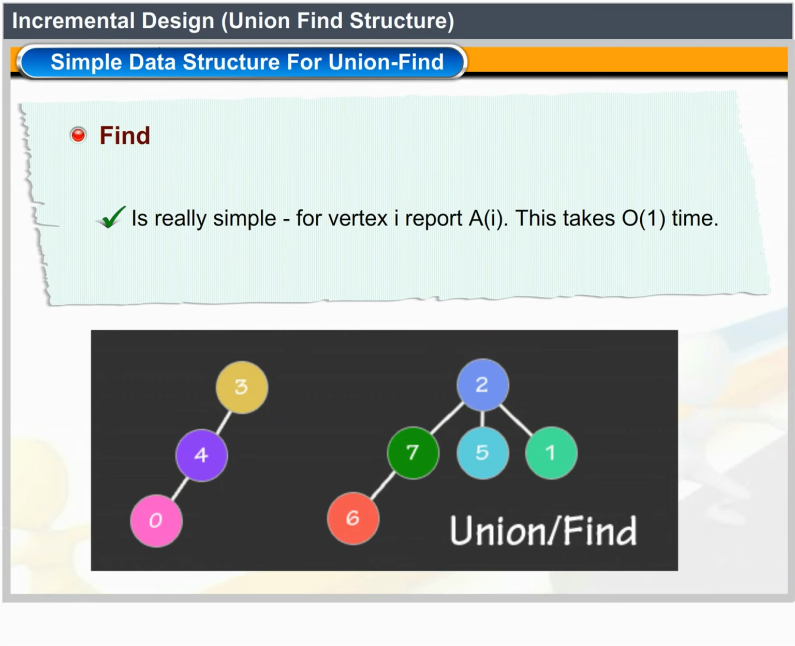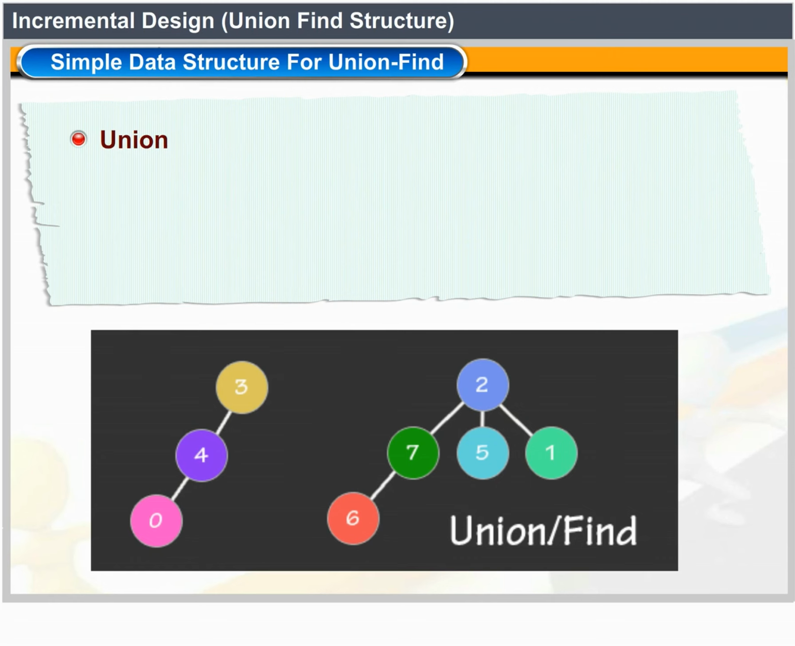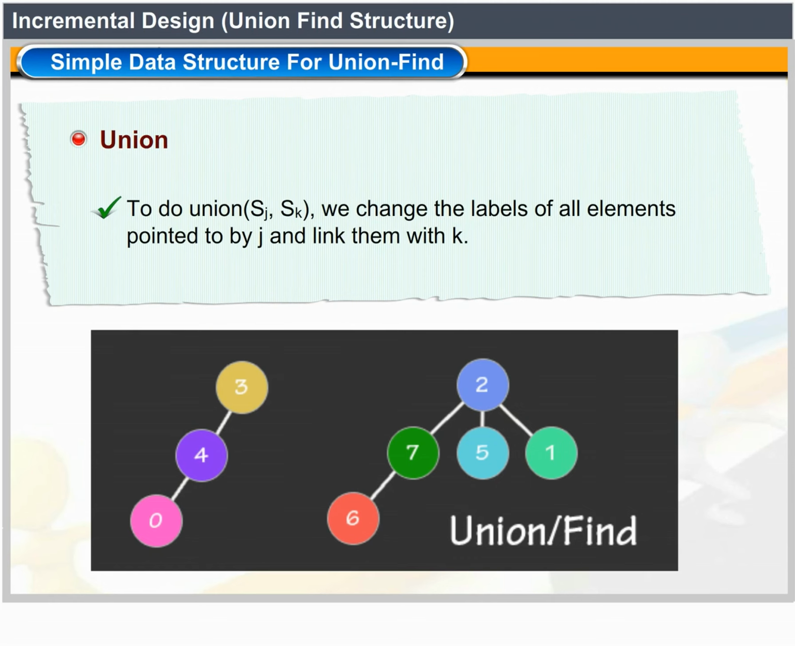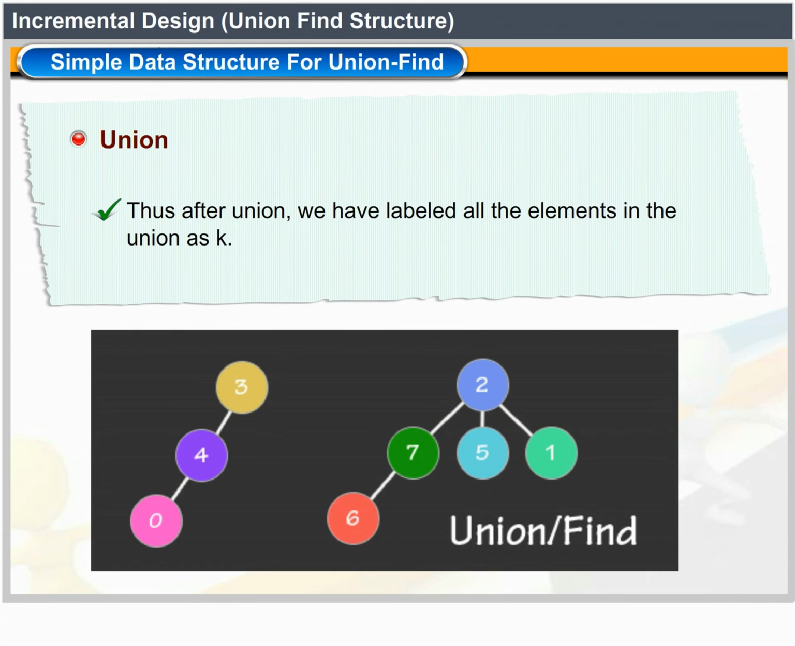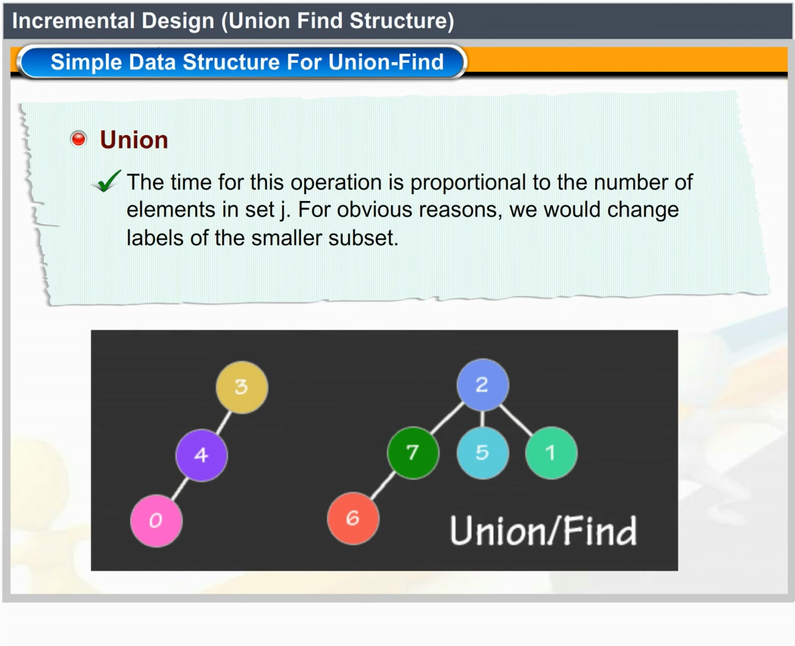Union. To do union of Sj and Sk, we change the label of all elements pointed to by j and link them with k. Thus, after union, we have labeled all the elements in the union as k. The time for this operation is proportional to the number of elements in set j. For obvious reasons, we would change the labels of the smaller subset.